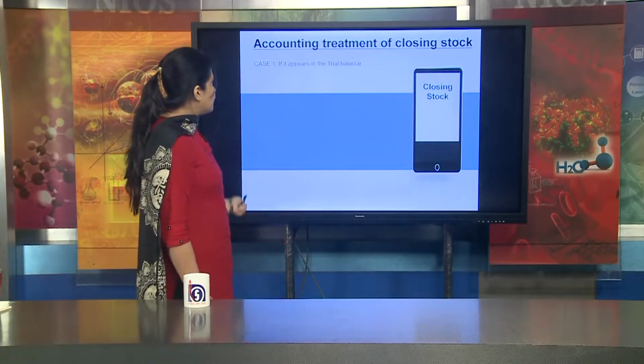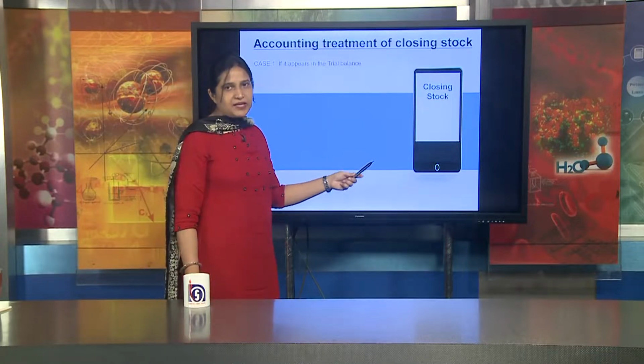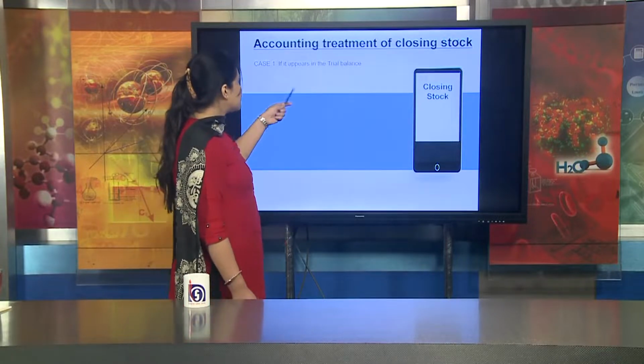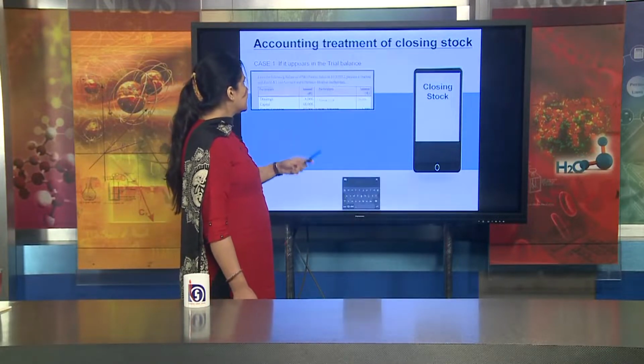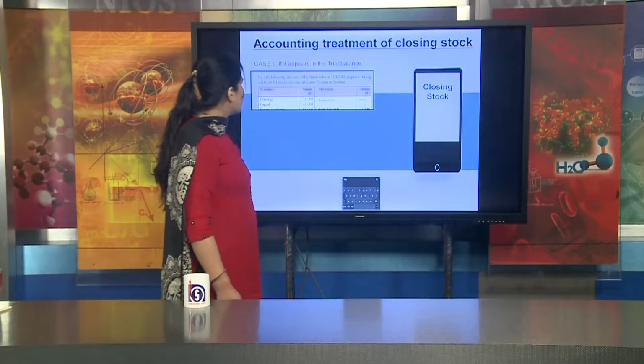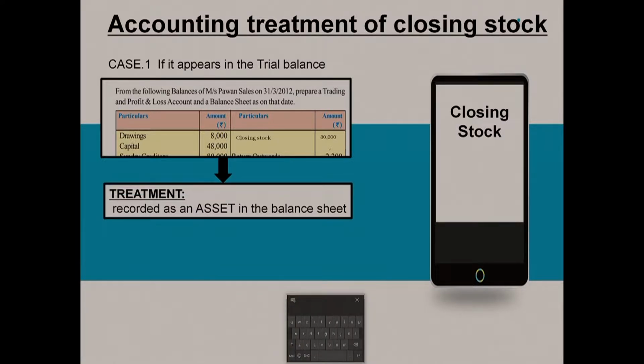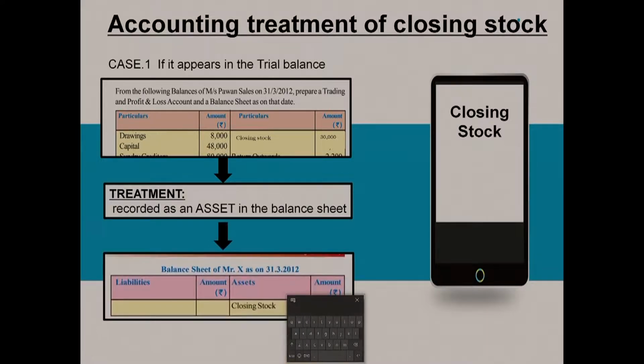The first case is if it appears in the trial balance, and sometimes it is not given in the trial balance, it appears outside the trial balance. So first case, if it appears in the trial balance, like you can see the closing stock is written here, 30,000 rupees. If it is given in the question like this, what will you do then? You record it as an asset in the balance sheet. And you see the balance sheet here, the closing stock is mentioned in the balance sheet and the amount of it is 30,000.